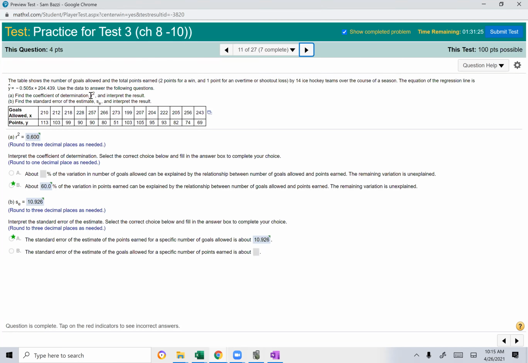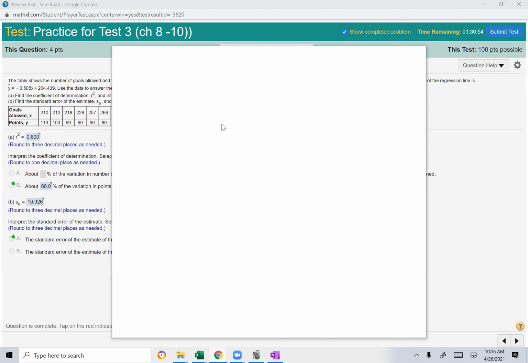Okay. He wants the coefficient of determination here. So the table shows the number of goals allowed and the total points earned, 2 points for a win, 1 point for an overtime or shootout loss, by 14 ice hockey teams over the course of a season. The equation of a regression line is given. Use the data to answer the following. Find the coefficient of determination R squared and interpret its results. Okay, guys, let me go to StatCrunch and do it in StatCrunch quickly. Watch.